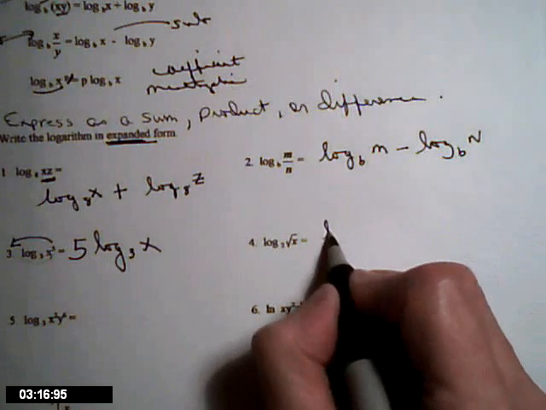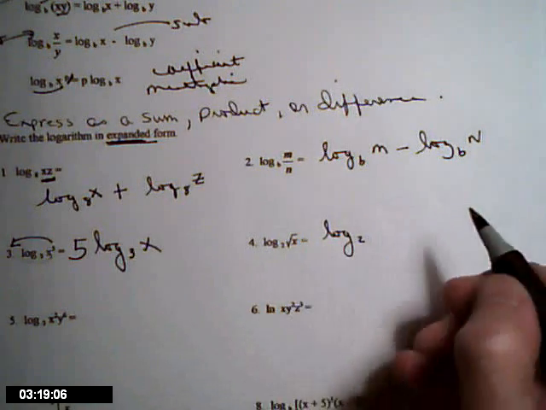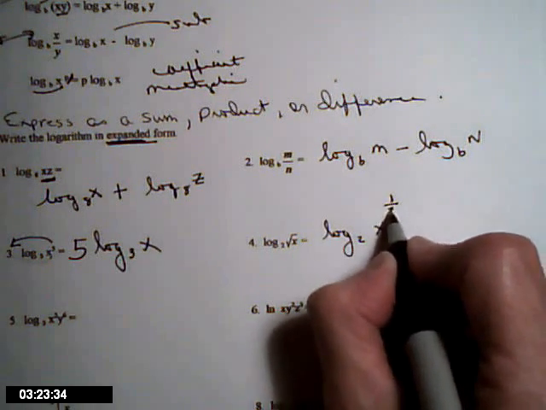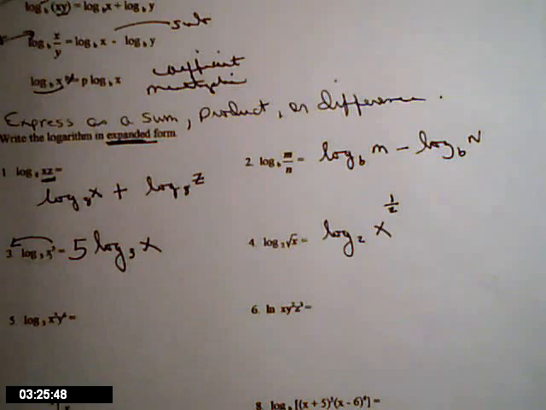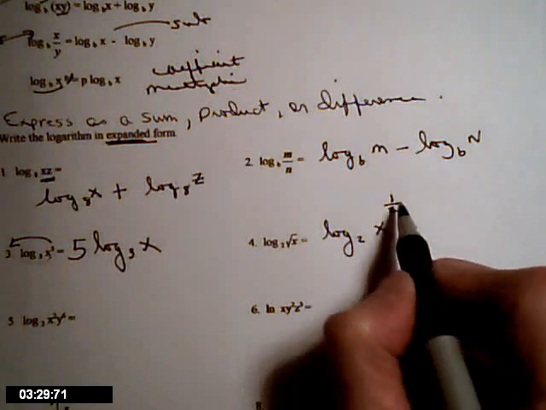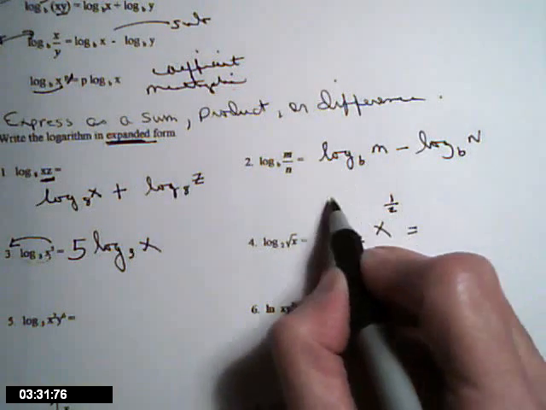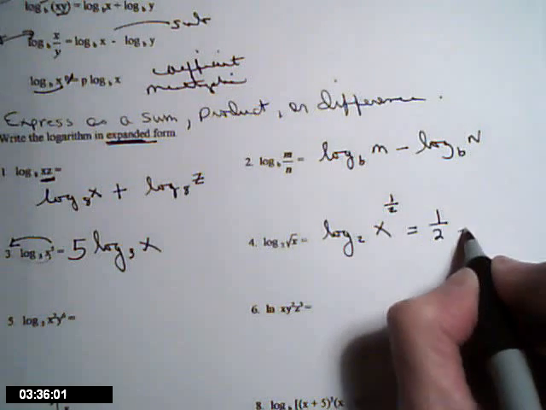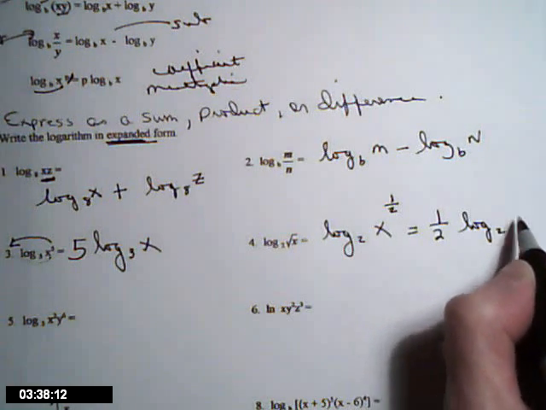Number four, the first thing we need to do, remember, is to get rid of a square root. Square root of x would be x to the 1/2 power. That goes back to your lesson on terminology. Now at this point, I see property 3. I see an exponent that needs to be brought out front as a coefficient multiplier. That will be 1/2 log base 2 of x.